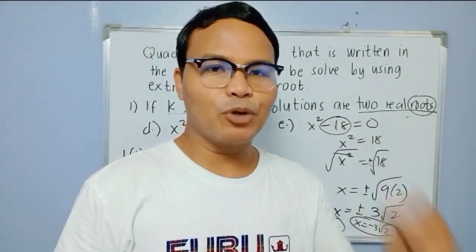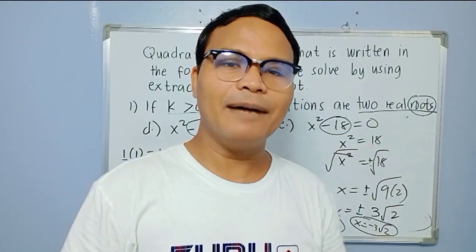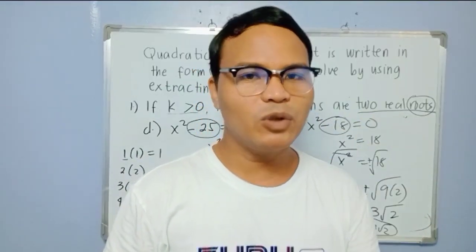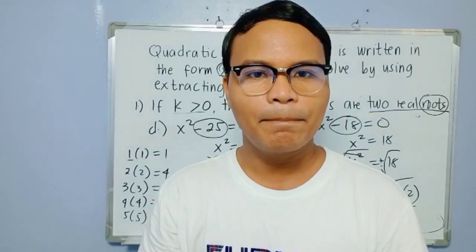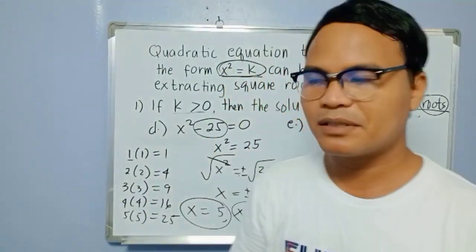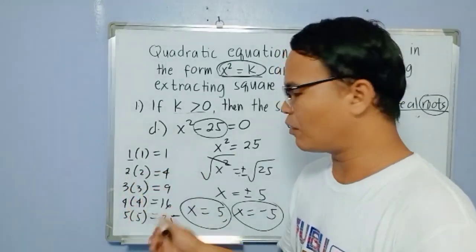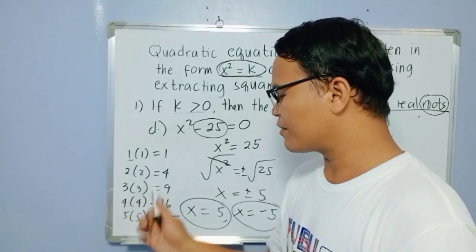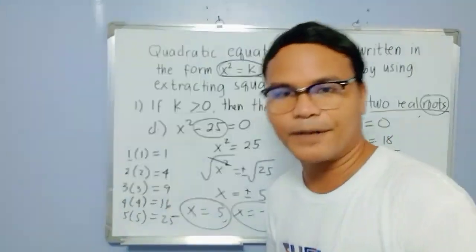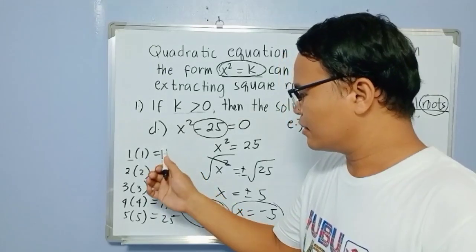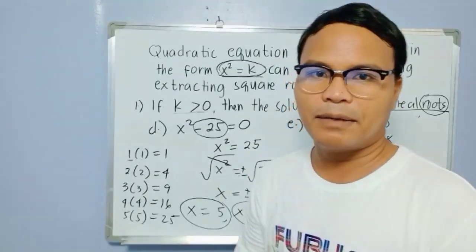So, importante po dito, alam natin kung ano ang mga perfect square numbers. Kung hindi nyo pa alam kung ano yung perfect square numbers, ito po yung gawin nyo. 1 times 1 equals 1, 2 times 2 equals 4, 3 times 3 equals 9, 4 times 4 equals 16, 5 times 5 equals 25, and so on. Ang product po dito ay tinatawag na perfect square numbers.